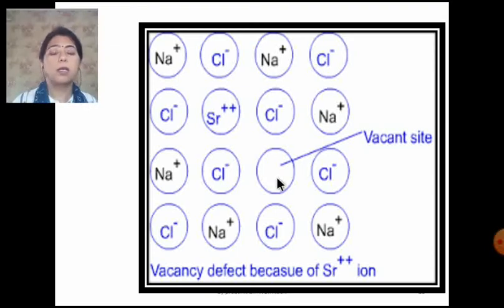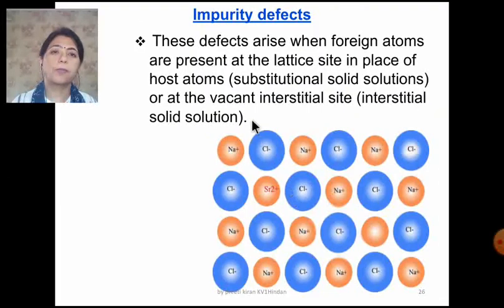Now why is the sodium ion missing? What type of defect is it? Now let's study what type of defect it is. This is the impurity defect. These defects arise when the foreign atoms are present at the lattice site in the place of the host atoms, and such are known as the substitutional solid solutions. Or at the vacant interstitial sites, then they are known as the interstitial solid solutions.